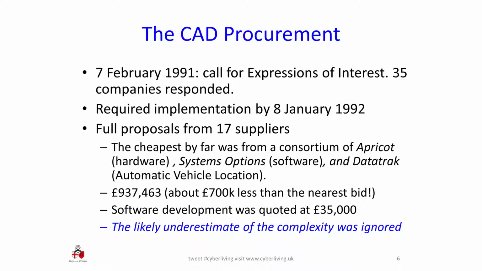And in their bid, they said that they had experience of developing software for emergency services, which it's true they had, but they'd never done a command and control system. They'd only done administrative software. The London Ambulance people evaluating the bids didn't investigate this discrepancy.